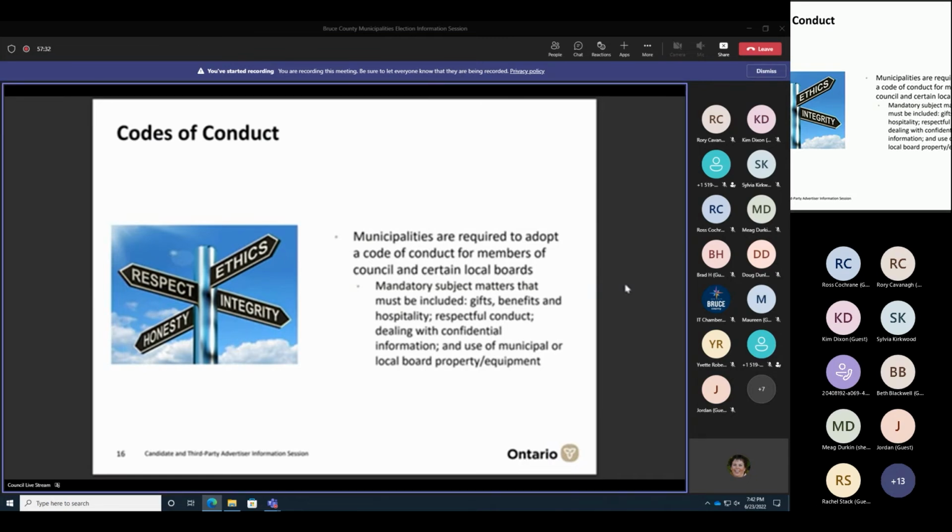If the IC reports that, in their opinion, a member of Council has contravened the code of conduct, the municipality may impose a penalty in the form of a reprimand or suspension of pay for a period of up to 90 days.